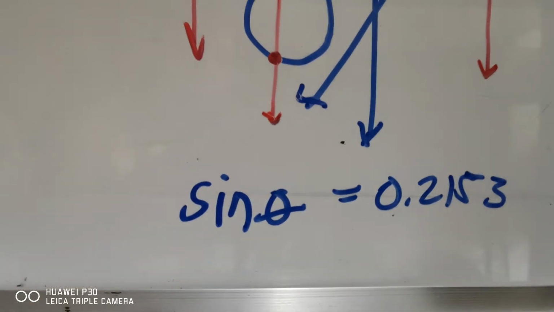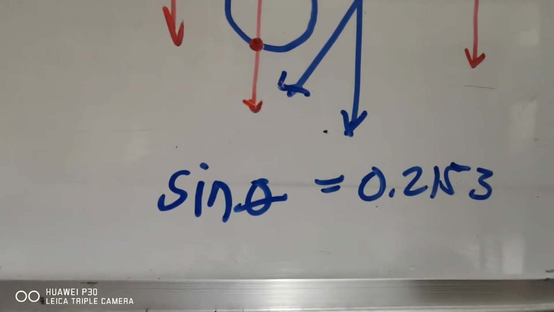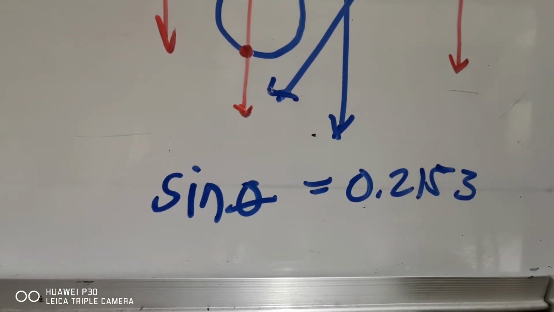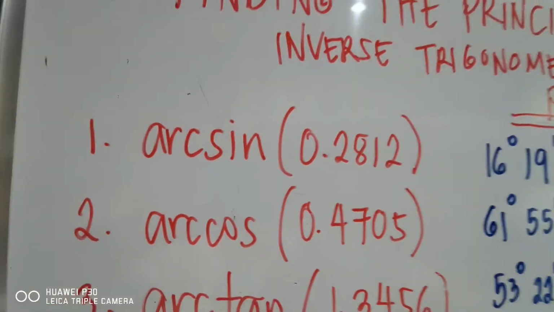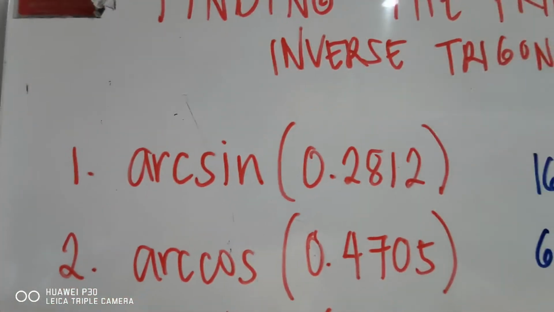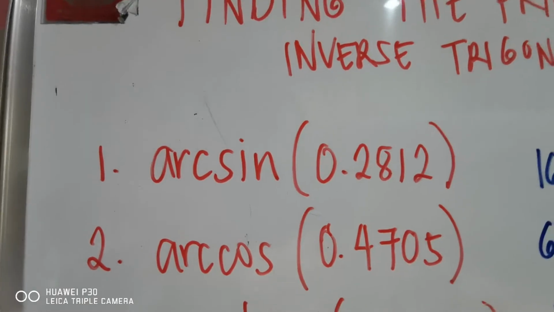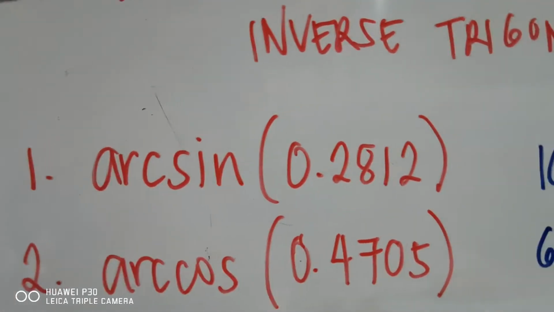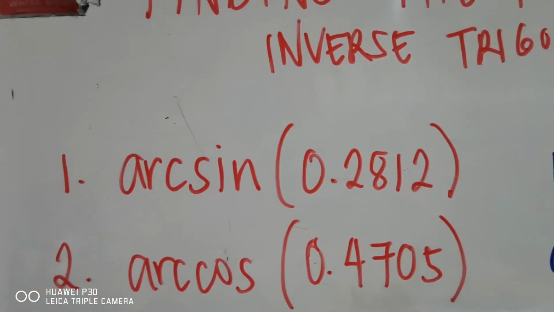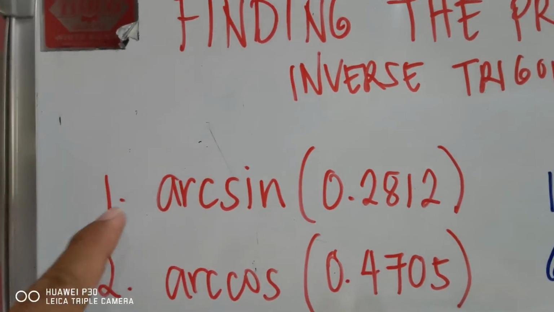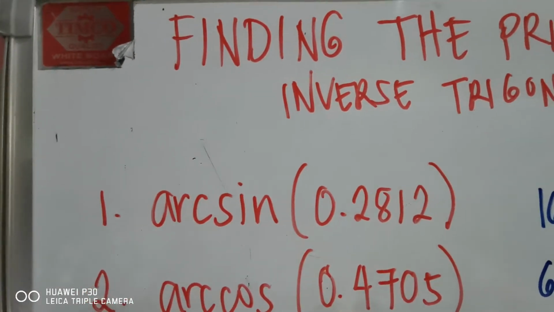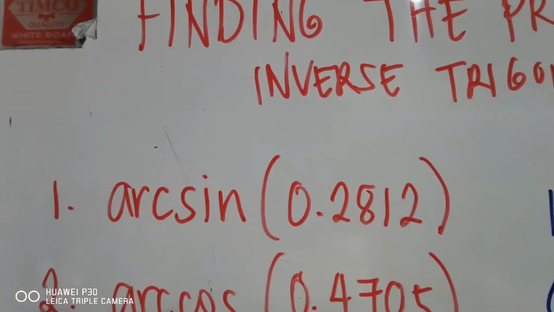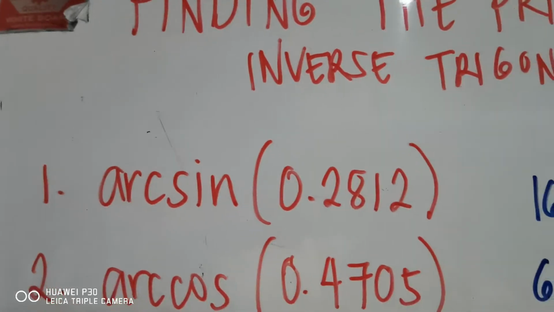So how do we get the value of theta there? Then we simply use the arcsine 0.2153. So in this case, we were given arcsine 0.2812. I hope it is still familiar with you how we are going to do that in our scientific calculators. So if you get your scientific calculators, all you have to do is press shift sine 0.2812 equals, then press the degree symbol.